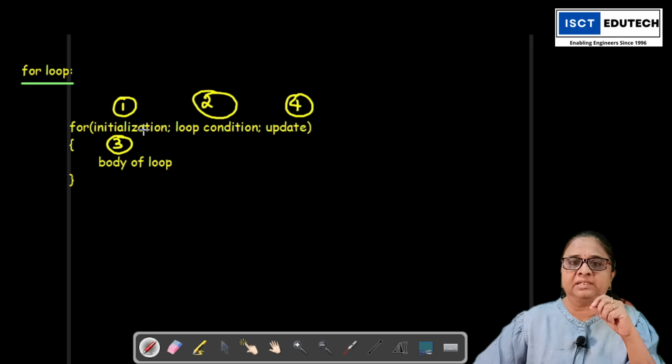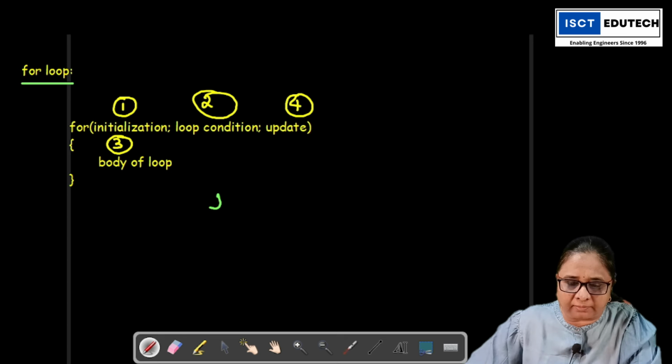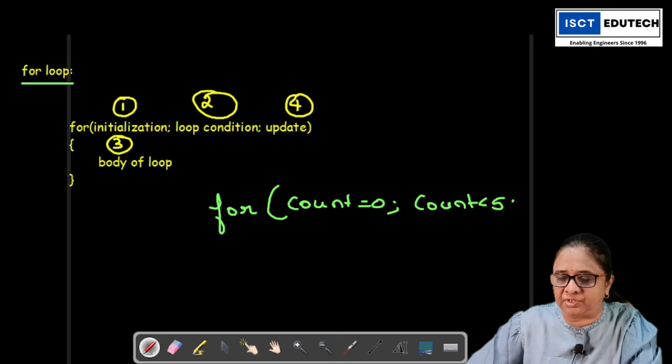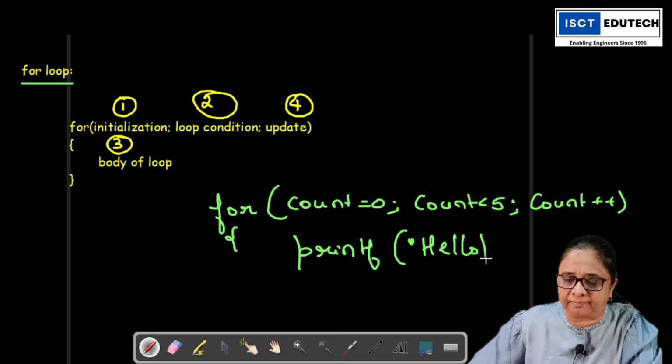Right? So let's see that same example of printing hello 5 times using a for loop. So how do we write it? For count equals 0, count less than 5 as the condition, and this is count plus plus. What is the repetitive statement? It is printf, hello. Okay, this is how we write it.